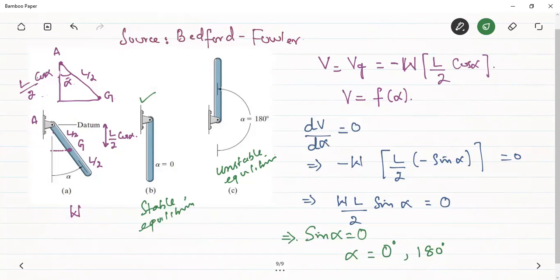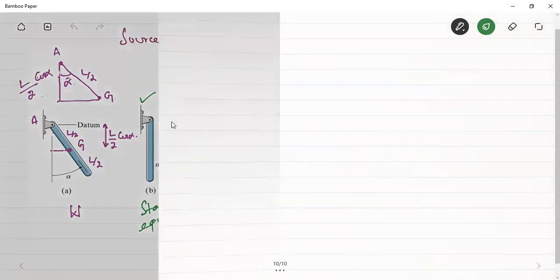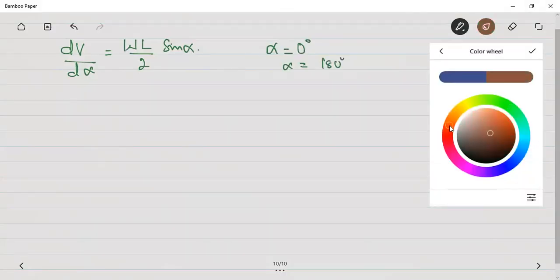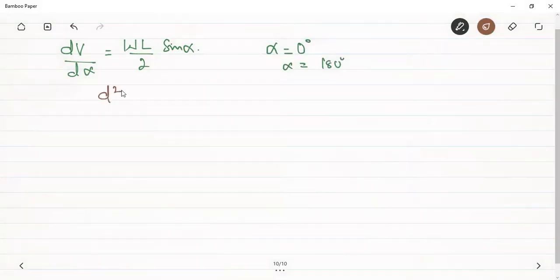Okay, now we have seen that dV by d alpha, this first derivative of the potential energy function with respect to alpha, is equal to WL by 2 sine alpha. To see whether the system is in stable or unstable equilibrium, remember we have to check for alpha equal to 0 and alpha equal to 180 degrees. Therefore, we need to calculate the second derivative, that is d square V by d alpha square. This will be equal to WL by 2 cos alpha.